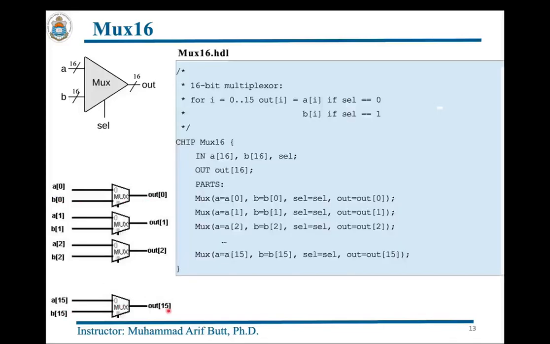And here is the HDL program for this multiplexer chip. You can see the chip interface, a 16-bit number A, a 16-bit number B, and a single-bit selection line, which is common with all these 16 multiplexers, and a 16-bit number out. And in the implementation part, you can simply see there are 16 2 by 1 mux chips that we have used.